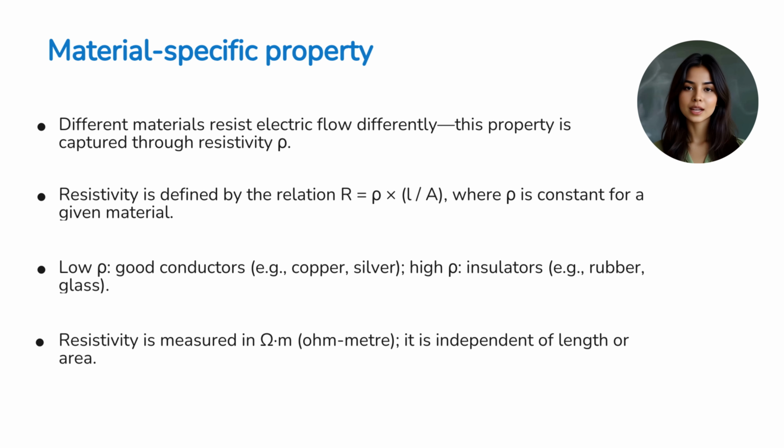So, what does this tell us? If ρ is low, like in copper or silver, the material is a good conductor, electricity zooms through it with ease. If ρ is high, like in rubber or glass, it's an insulator, current struggles to pass through. And here's a neat fact, resistivity is measured in ohm-meter and, unlike resistance, it doesn't depend on the size or shape of the material, only on its nature. So, the next time you plug in a copper wire, remember, it's not just metal, it's a carefully chosen hero with just the right resistivity to keep your circuits running smoothly.